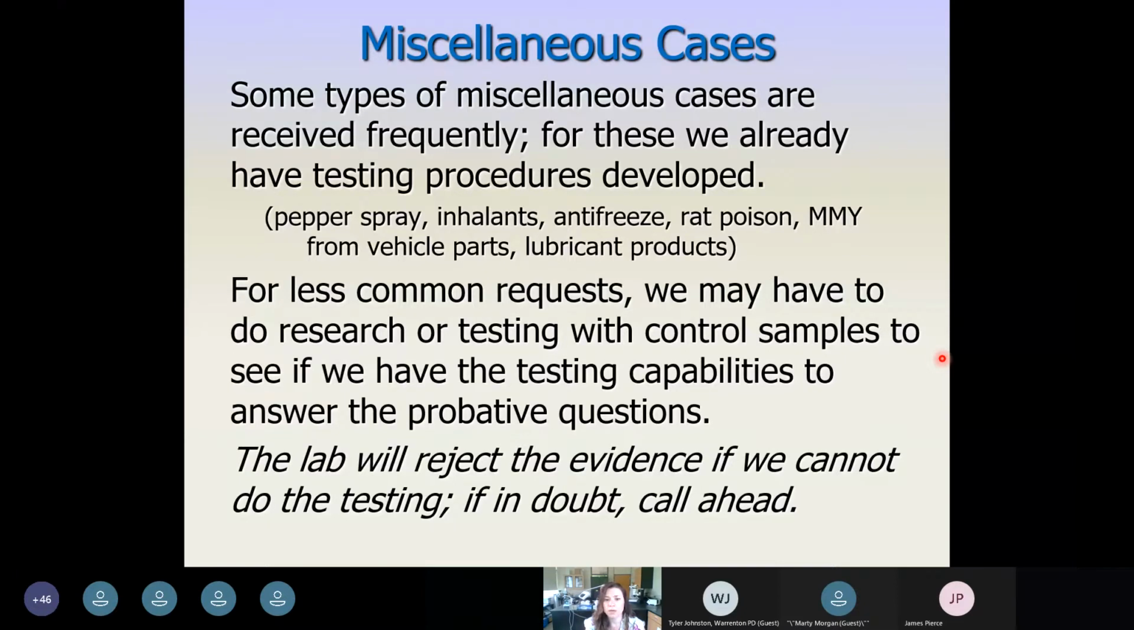For less common requests or things that we may not have seen in the lab previously, we will try and do some research and testing with control samples to make sure that our instrumentation and analytical capabilities will help to answer your question. We will, however, reject the evidence if we cannot do testing. So we really encourage you to call the lab if you're in doubt of what we can do.